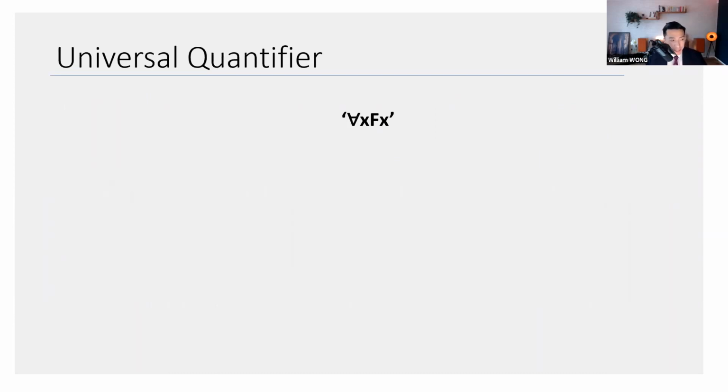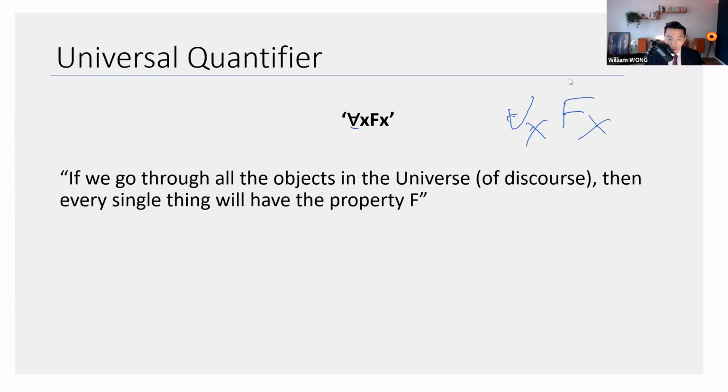Okay. What about the universal quantifier? Again, its name is highly suggestive. For all x, Fx. This might say something like, if we go through all the objects in the universe of this course, then every single thing within that universe will have the property F. Every single thing will be funny, right? This is a much stronger, logically stronger claim.